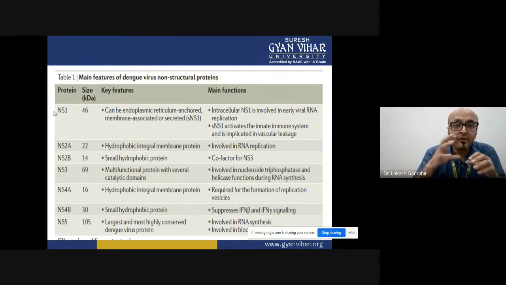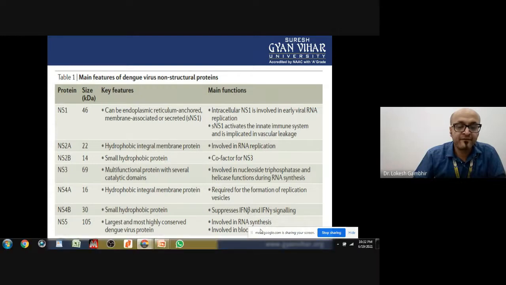Fine. And not only that, NS1 has been documented very well, and it has been shown to be a major factor in the vascular leakage that is associated with dengue. So this protein is responsible for mounting the immune responses. And then the proteins NS4B, and the last, NS5.